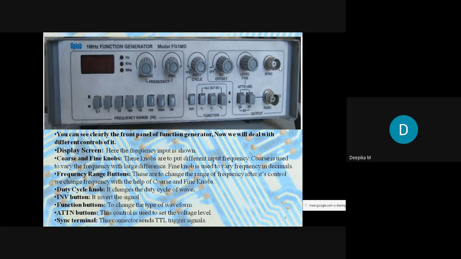And we have the synchronous terminal. So this actually gives the triggering pulses. Usually in power electronic devices, we will be using these triggering pulses for switching on and off of the device. So in that case, we will be using this terminal.